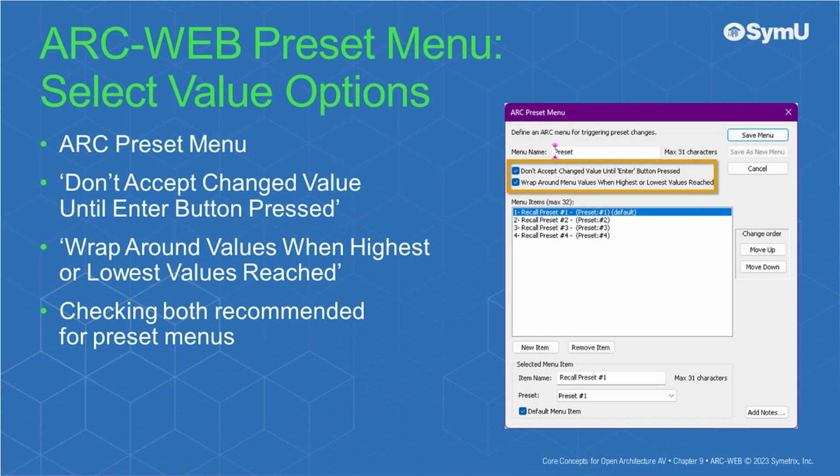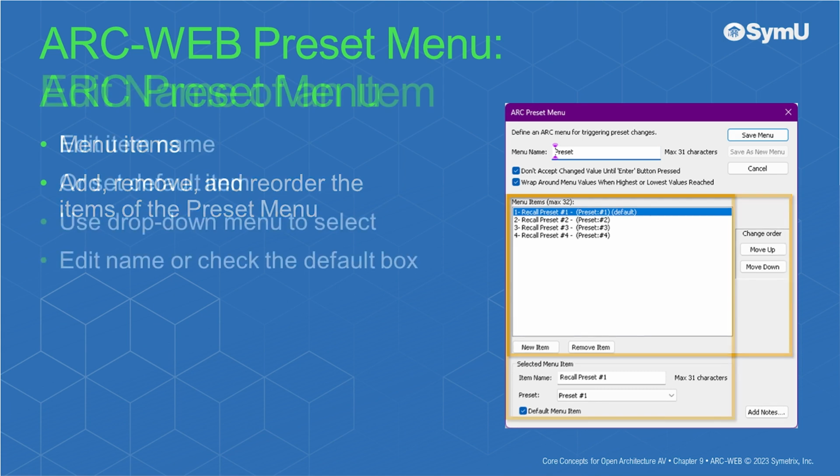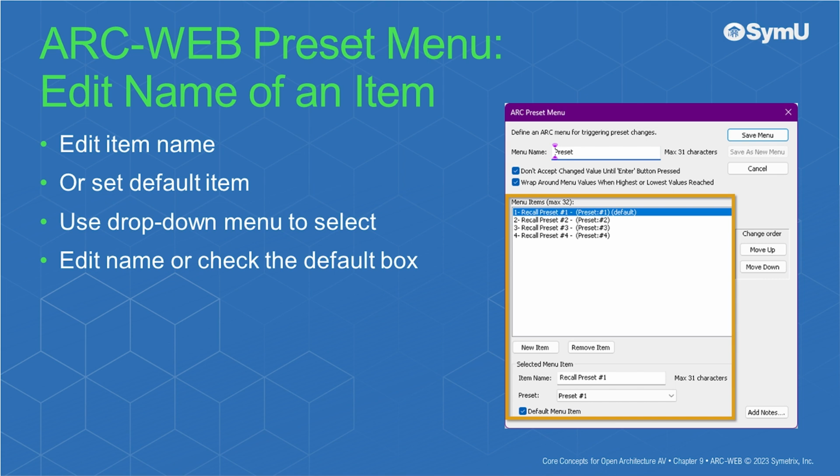Among other functions, the Arc Preset menu is used to set Don't Accept Changed Value Until Menu button pressed and Wraparound Values when highest or lowest values reached operations. Checking both options in this section is recommended for preset menus. The highlighted area of this window is used to add, remove, and reorder the items of the preset menu. To edit the name of an item or set an item as the default, use the drop-down menu to select the item, then edit the name or check the box to make it the default item.